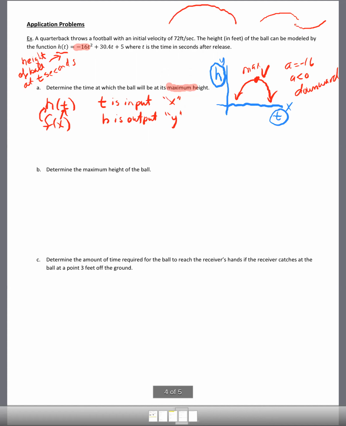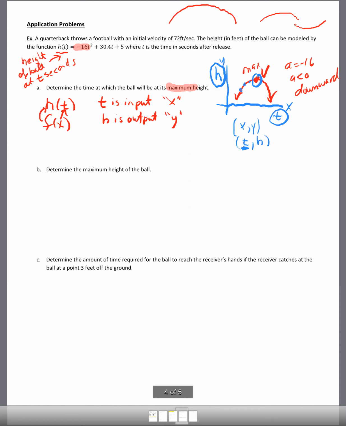This means that every time we go and look at points that are on this curve, the only point I'm going to be interested in right now is what is the vertex. This means that all points are now going to be, instead of x, y, like we're used to, it's now going to be t and then h, t and then h. So this question says, determine the time at which the ball will be at its maximum height. Determine the time. So you're trying to figure out the t value.